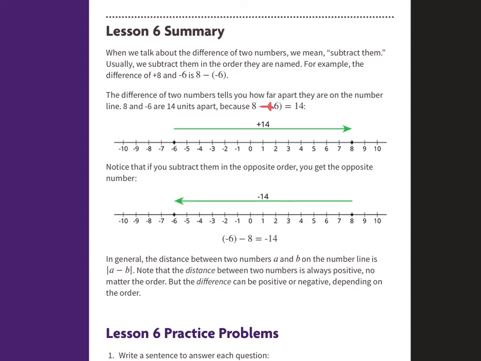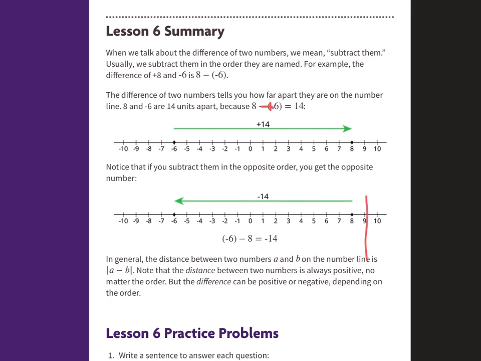Notice when you subtract them in the opposite order, negative 6 minus 8 is going to be negative 14. In general, the distance between the two numbers a and b on the number line is the absolute value of a minus b. Notice the distance between the two numbers is always positive no matter the order, but the difference can be positive or negative depending on the order.